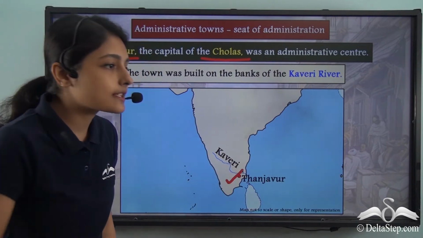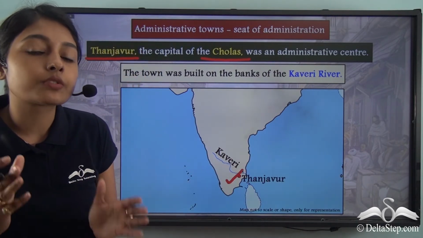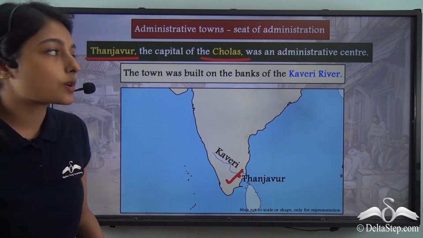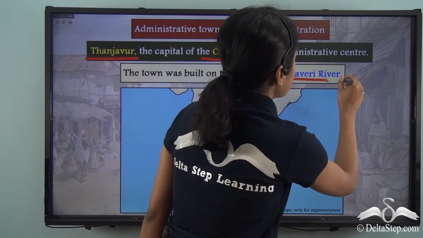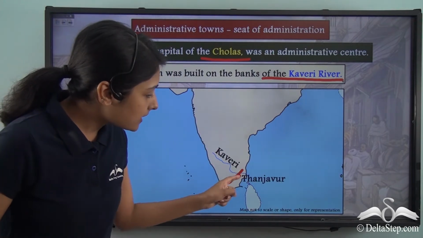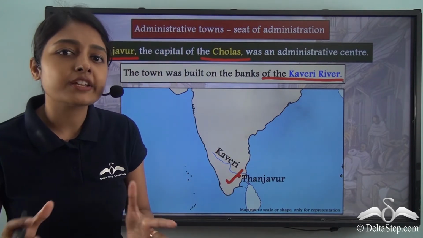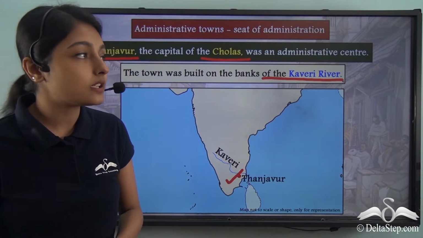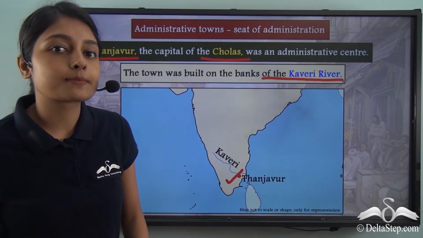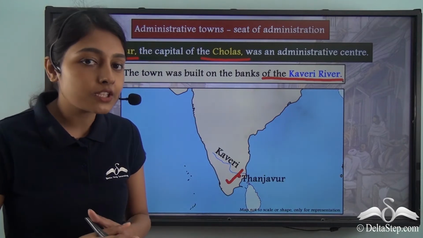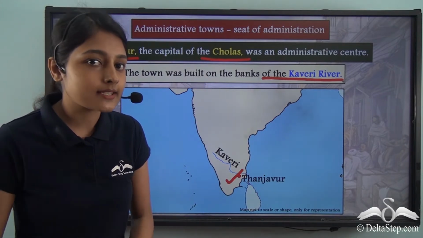Now, Thanjavur has been a very important place with regard to its geographical location. This is because it is located on the banks of the Kaveri river. This is the Kaveri river. This entire Kaveri valley is a very fertile tract of land, and Thanjavur as the capital of the Chola dynasty has been very important strategically. Now, let us find out more about Thanjavur and its importance.